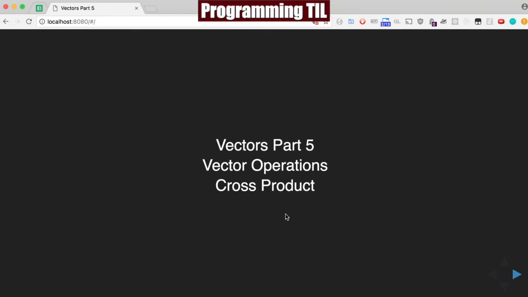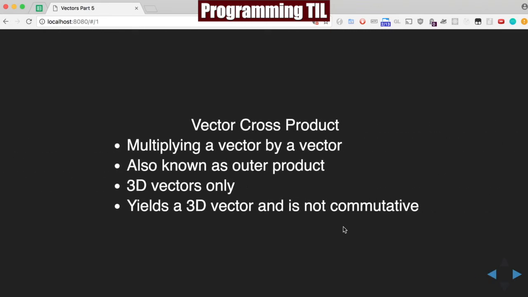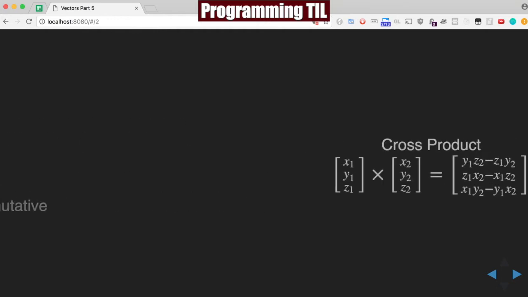Today we'll be looking at cross product, and let's go ahead and get started. Cross product is also a multiplication between vector and vector. It's known as the outer product as well. So 3D vectors only using cross product. And we're going to go ahead and yield a vector, and it's not commutative, meaning A cross B is not the same as B cross A.